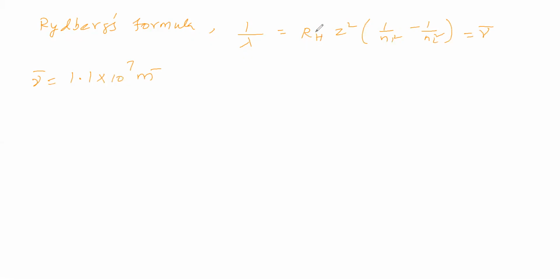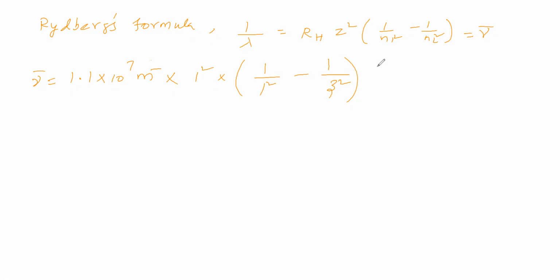Here we said in terms of wave number, so this value is 1.1 into 10 to the power of 7 per meter. And Z is 1 because a hydrogen atom is given. Then we have to substitute 1 by N1 square minus 1 by N2 square. N1 is the ground state, which means 1. What is the N2 value? They said jumping from n plus 1, which means n is equal to 2. Therefore n plus 1 means 3. So we have substituted the N2 value, and we will simplify this.